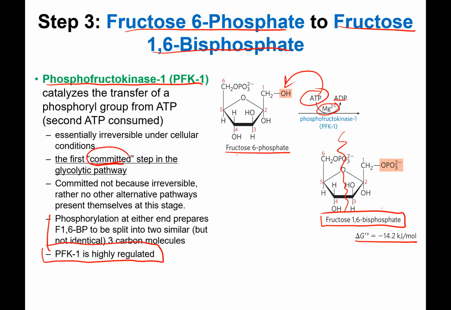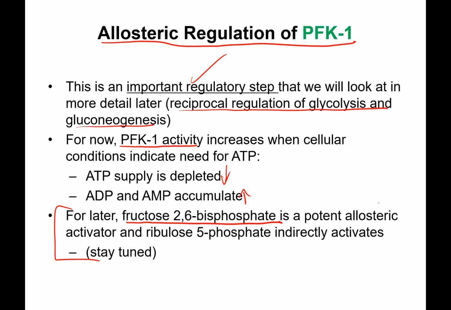In fact, this is the molecule that's getting cleaved in this reaction. But this is not the allosteric modulator, that is fructose 2,6-bisphosphate. So fructose 2,6-bisphosphate, if it accumulates, is a very potent allosteric activator of the PFK1 enzyme and therefore of glycolysis. And another molecule, ribulose 5-phosphate, can also indirectly activate glycolysis or PFK1. Stay tuned.